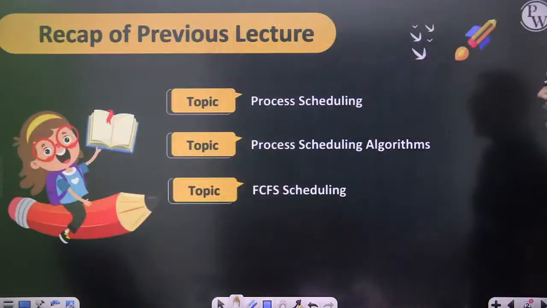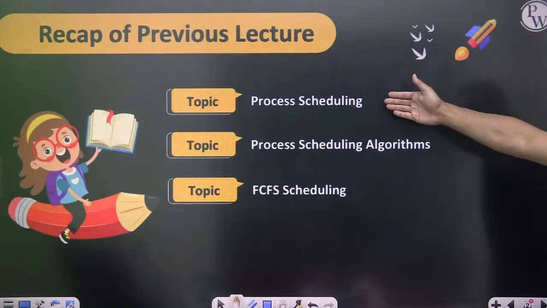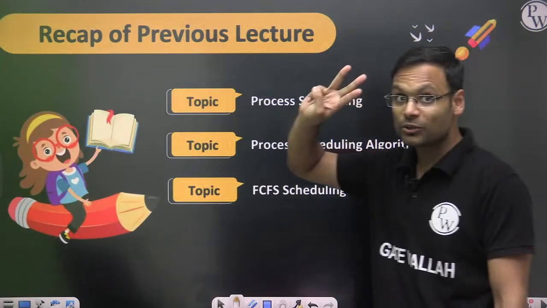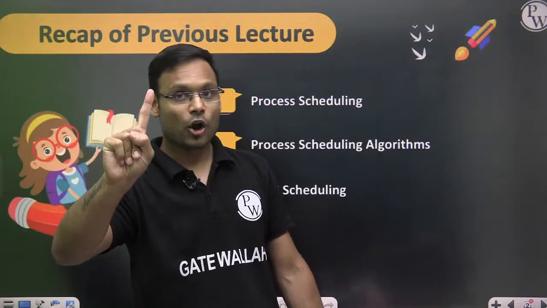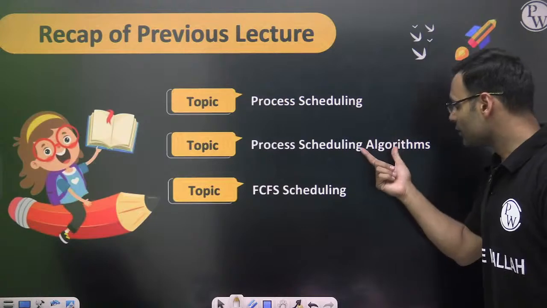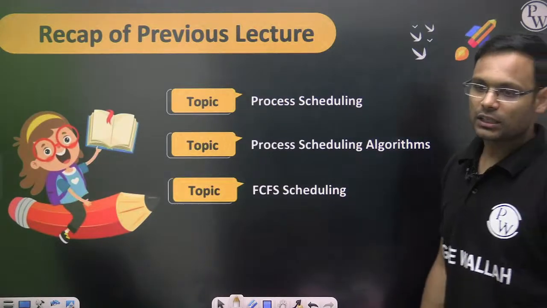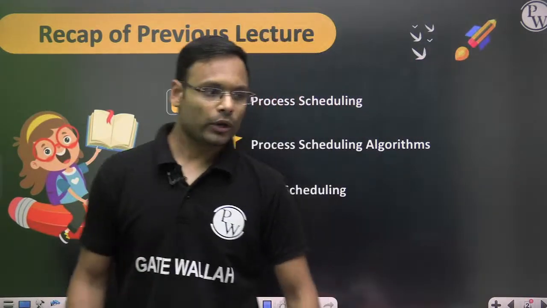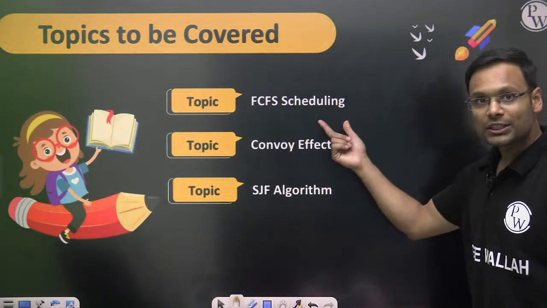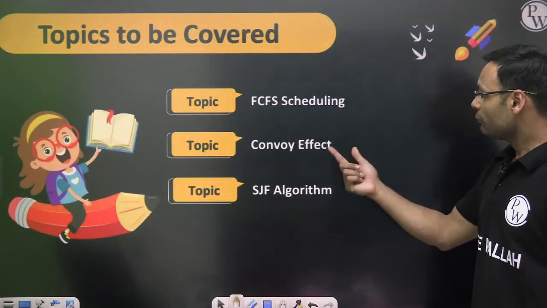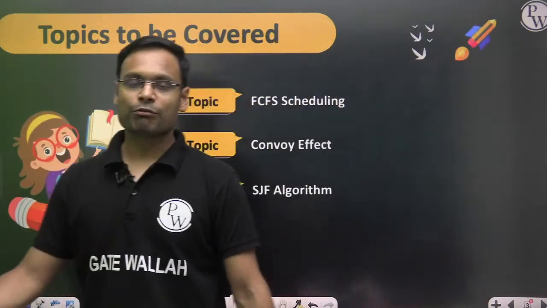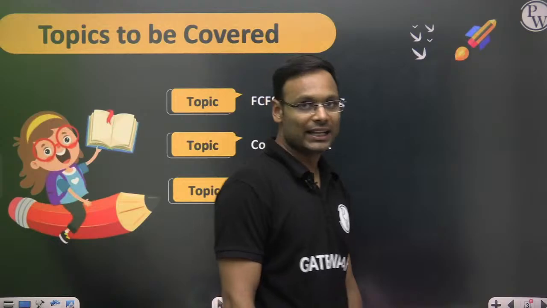Yesterday in the last class we discussed what process scheduling is and the different types of schedulers. We have seen three types of scheduler, if you remember: long term, short term, medium term. Then scheduling algorithms, where we started with first come first serve. Today we are going to discuss FCFS scheduling, a few more questions, little more details, convoy effect and the SJF algorithm.